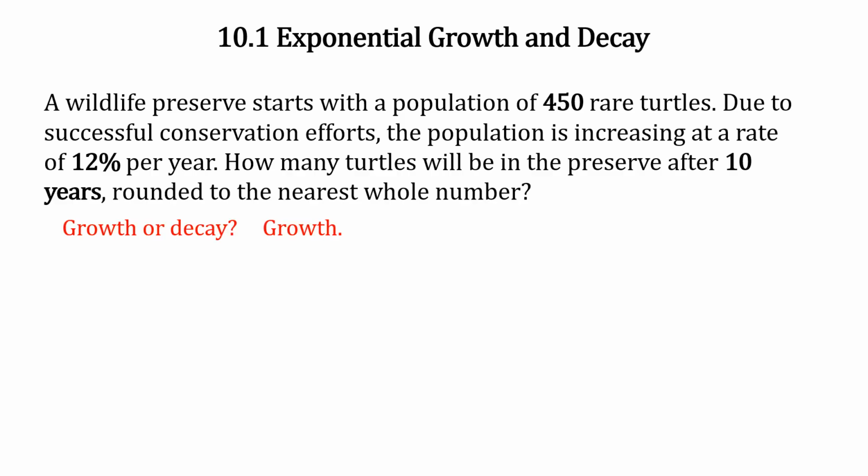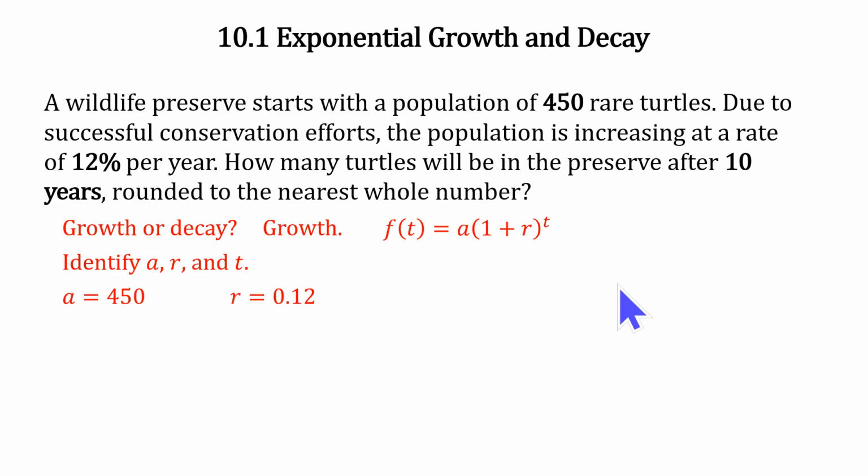Okay, so we see growth here again. It's increasing, so we're using the plus. So we're going to identify a, r, and t. A is 450. Our rate is 12%, so it's 0.12, and the time is 10 years. Plug that in. We get about 1,398 turtles.